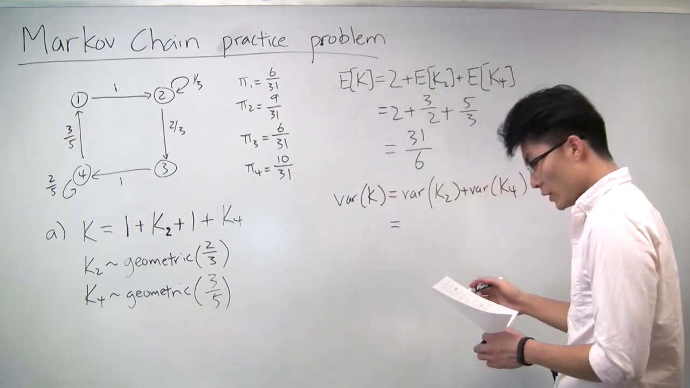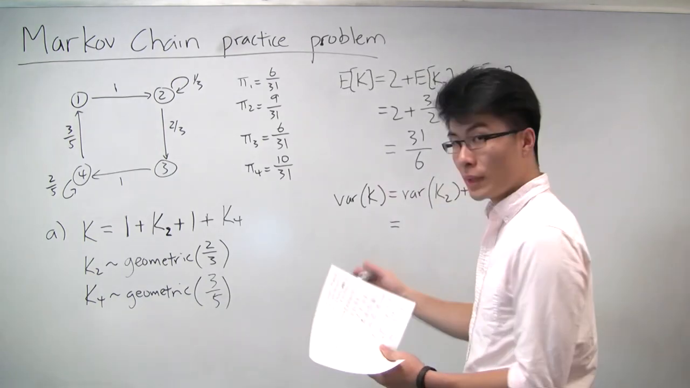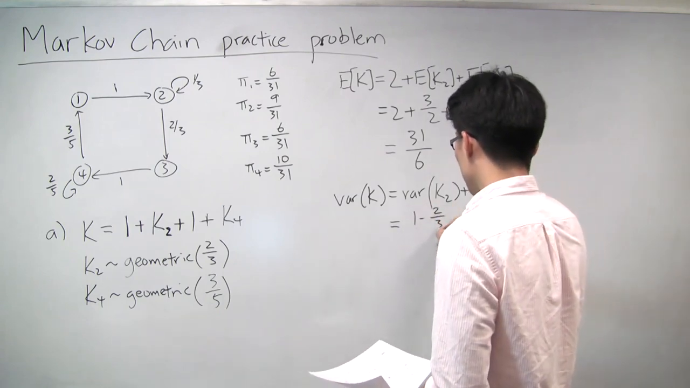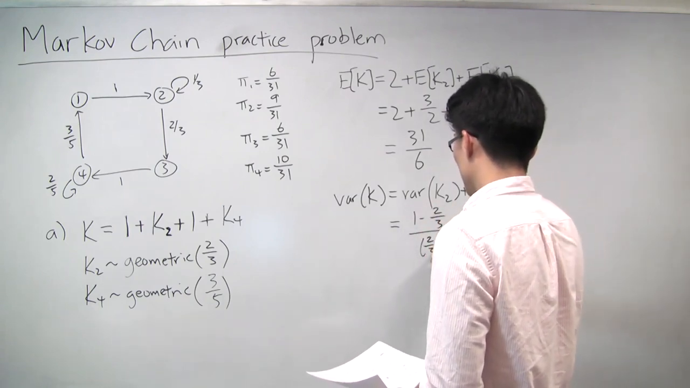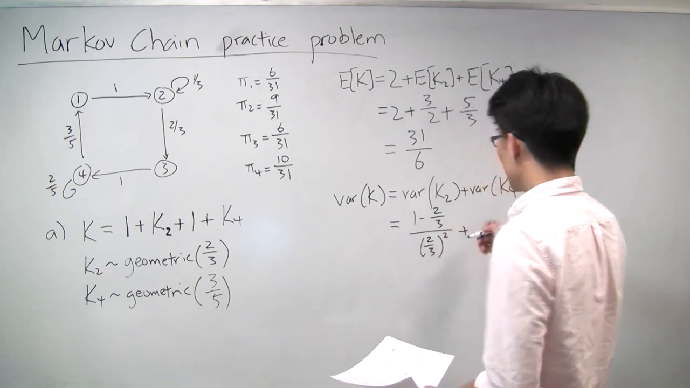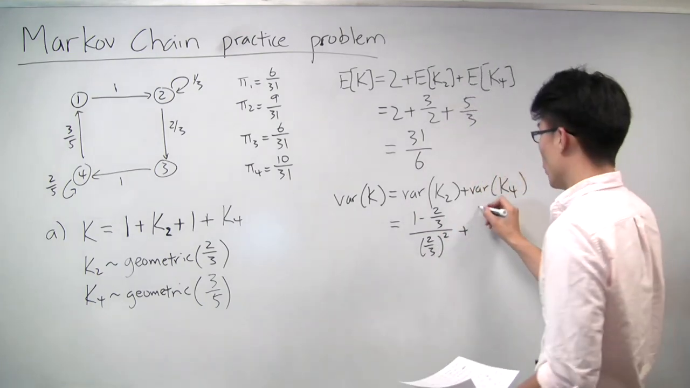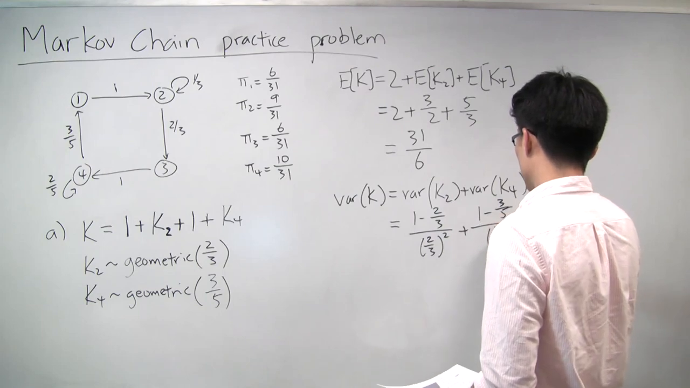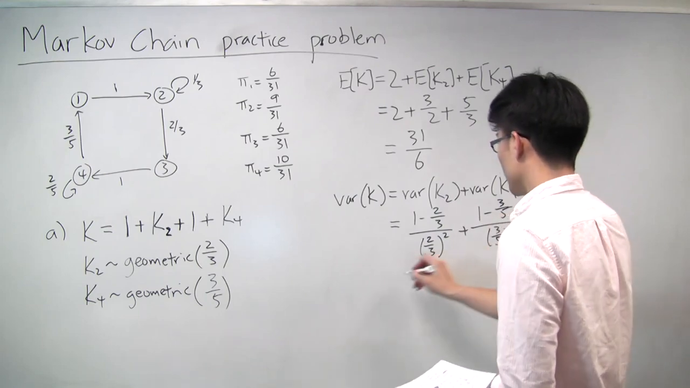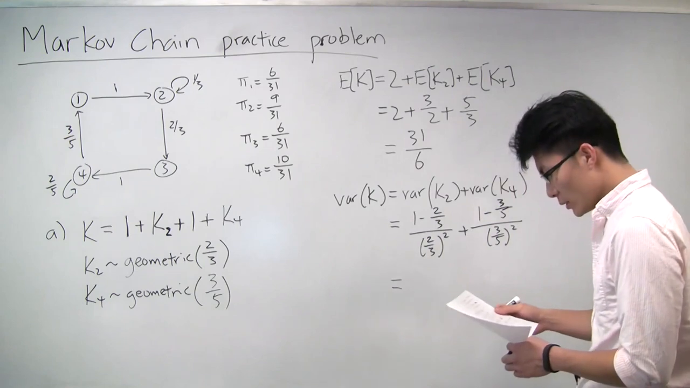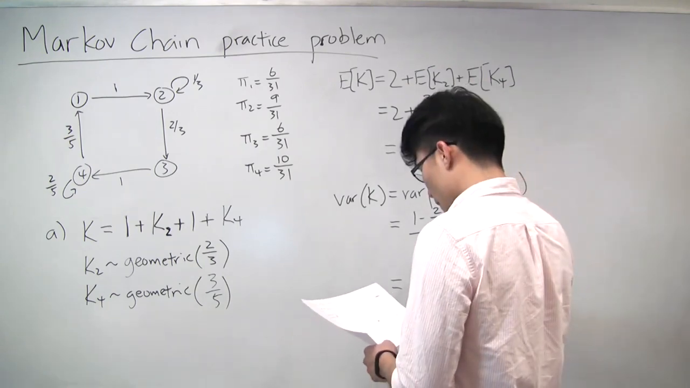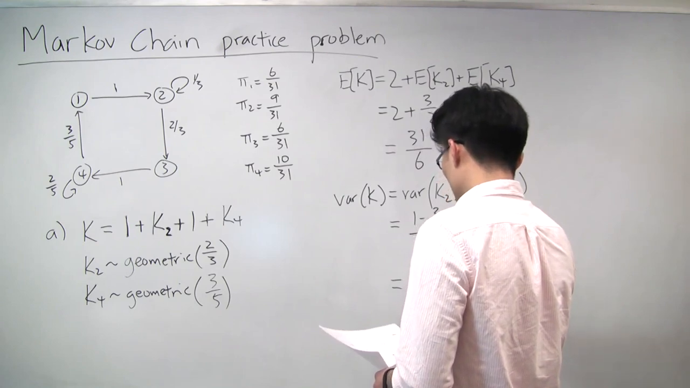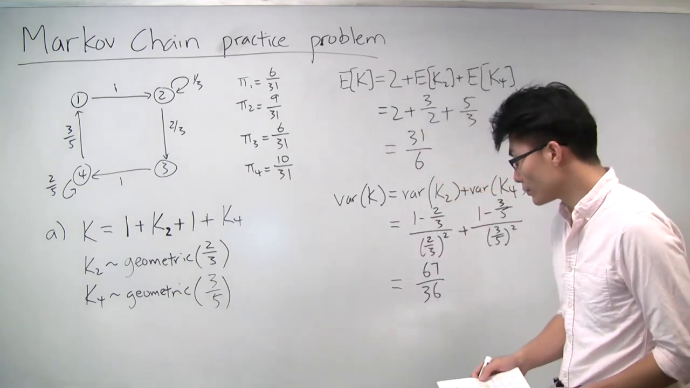And remember, the variance of a geometric is (1 minus p) over p squared. So in this case, it's (1 minus 2/3) over (2/3) squared. And similarly, for K4, it's (1 minus 3/5) over (3/5) squared. And now if you just simplify and do some arithmetic, you get that the final answer is 67 over 36.